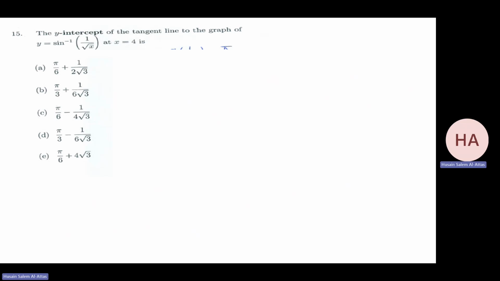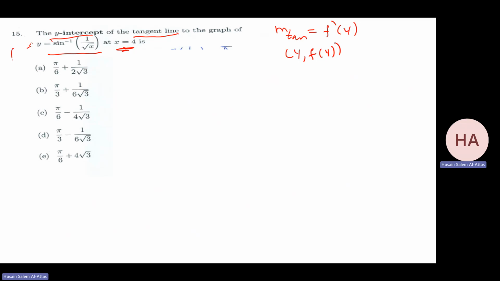The y-intercept of the tangent line to the graph. What I need to do is find the tangent line. How do I find that tangent line? I need to find m tangent, which is f prime at 4. I have x equal 4. I have the point 4 and f of 4. I can find the equation, then I can find the y-intercept. So I need to find the equation of the tangent line, so I need to find the derivative.